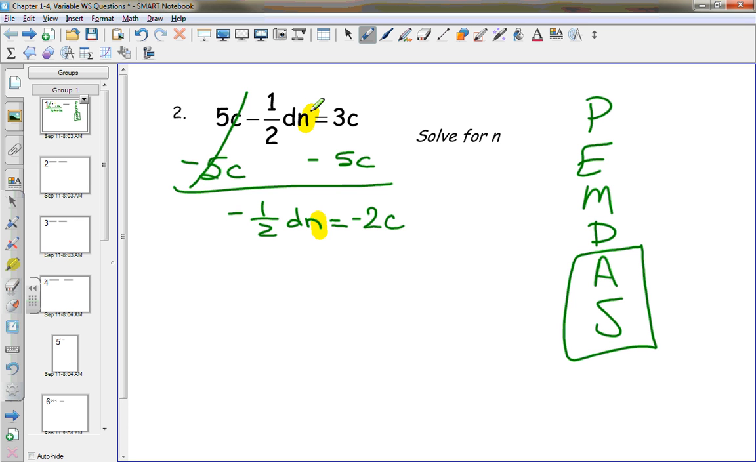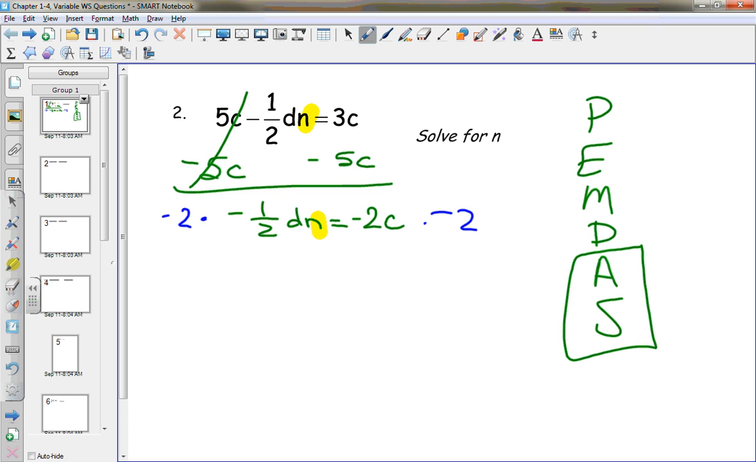Exactly. You cringe inwardly and you cannot stand a fraction. So instead of doing 2 things at one time, how about you first focus on getting rid of the fraction of negative 1/2? How's the fraction attached to N, I should say? By multiplication. So what do you have to do to get rid of it? Divide by a fraction, which means you're multiplying by its reciprocal. So what is the reciprocal of negative 1/2? So I'm going to multiply by the value of negative 2.